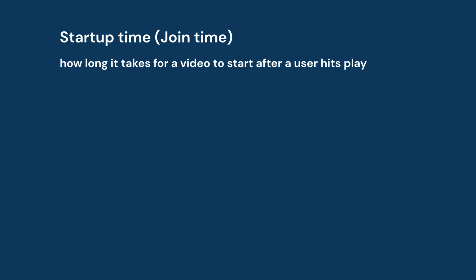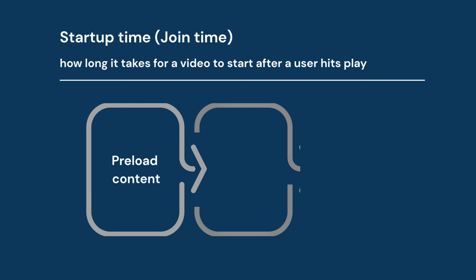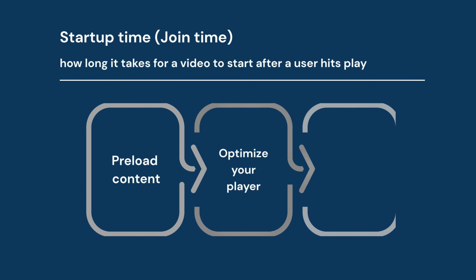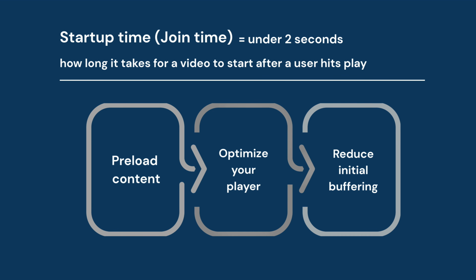Next metric is startup time or join time. Startup time shows how long it takes for a video to start after a user hits play. So why does it matter? Because the first impression matters the most. If it takes too long for a video to load, users may leave it before it even starts. What you can do to prevent this is preload content, optimize your player, reduce initial buffering. Your video's perfect startup time should be under 2 seconds.